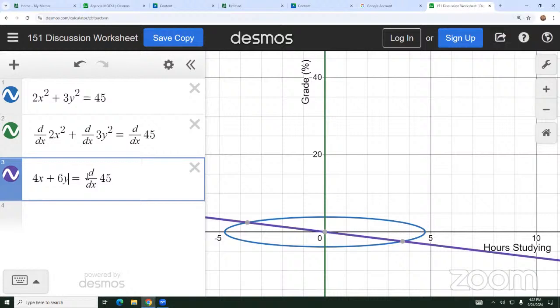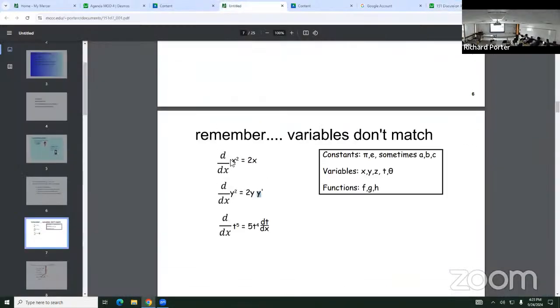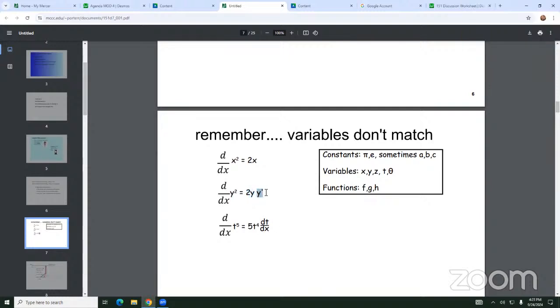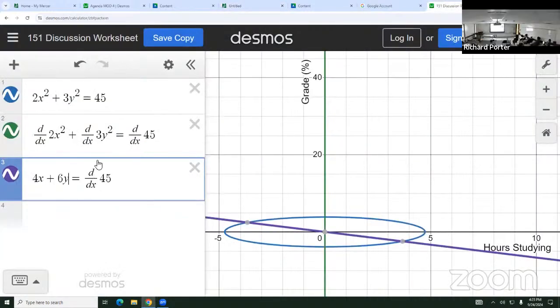Hold on. Does anyone know what it needs to be? Remember, I went over this before, when the variables don't match. So you have y squared, it's not just 2y, it's 2y times y prime. If I don't put the y prime in, let me show you what happens when I don't put the y prime in there. Also, what's the derivative of 45?